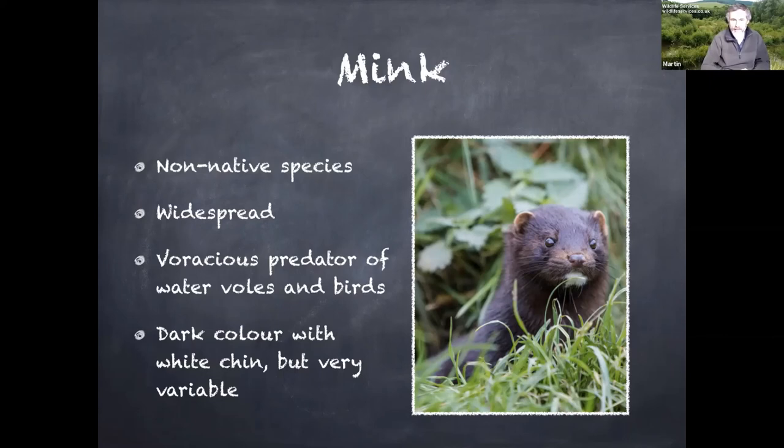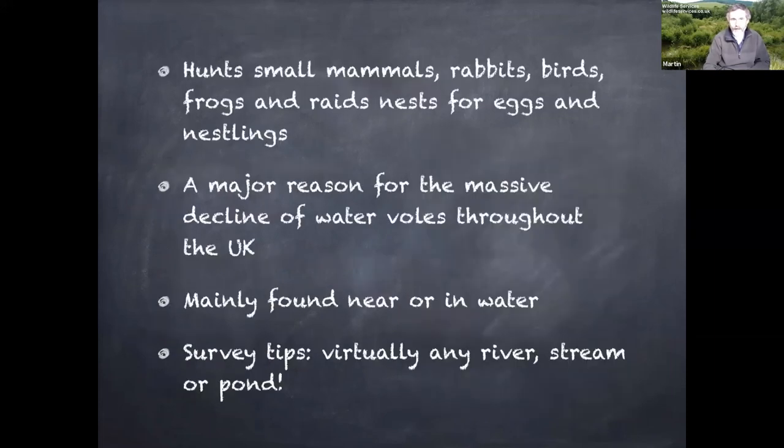It's quite distinctive. It's generally a dark animal with a white chin, but it is quite variable. You can get paler ones, you can get much darker ones, black ones. They have a very short, somewhat bushy tail, but they're usually found in or near water. They like to hunt along riverbanks and lakesides, places like that. They'll eat a whole range of different things: small mammals, rabbits, birds, frogs, newts, like many of the mustelids do.